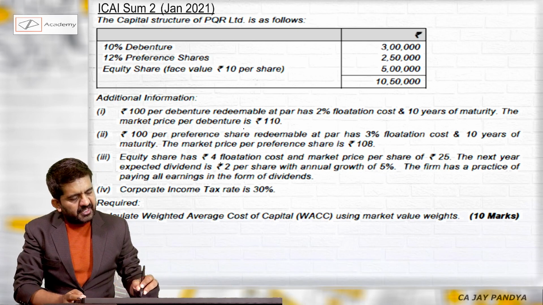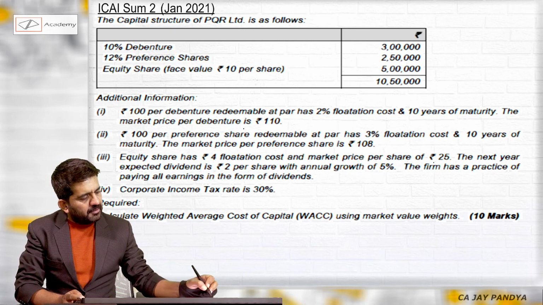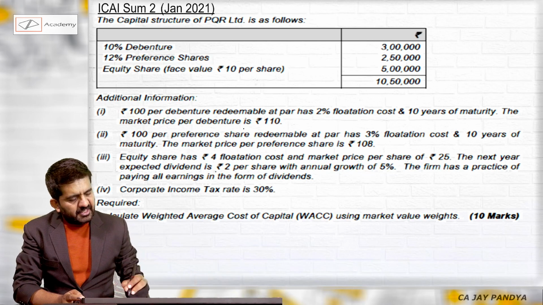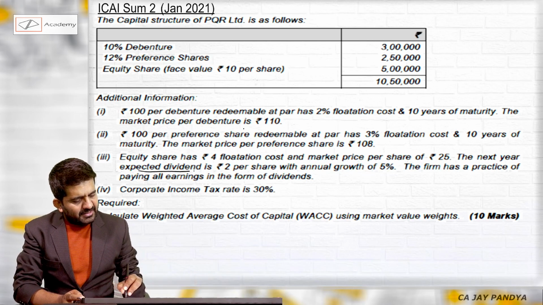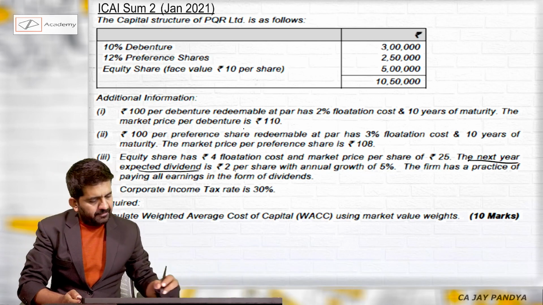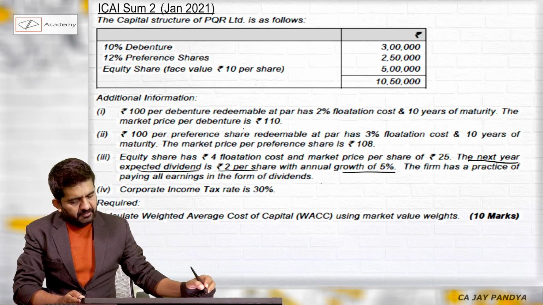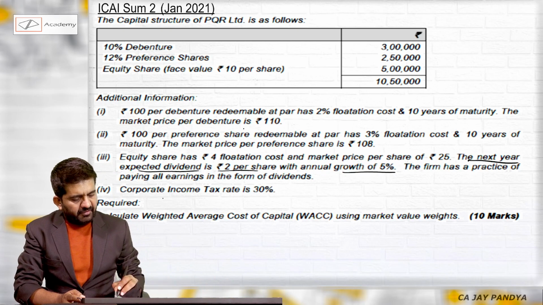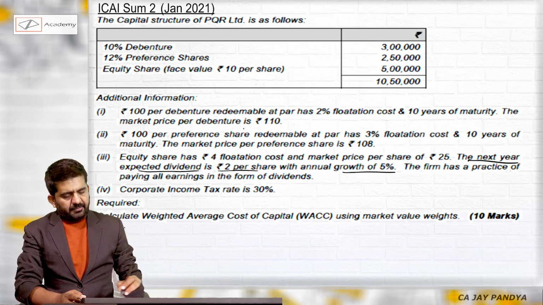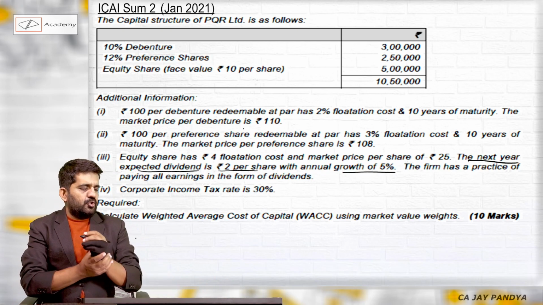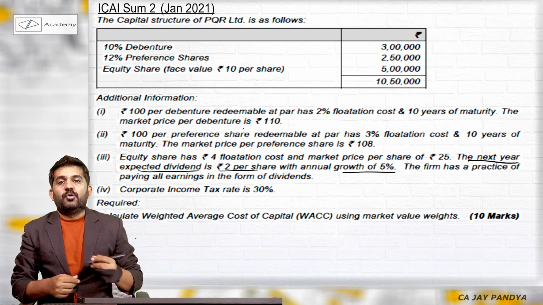The equity share has rupees 4 flotation cost and market price of rupees 25. The next year expected dividend D1 is rupees 2 with a growth rate of 5%. The firm has a practice of paying all the earnings in the form of dividend. Corporate income tax rate is 30%. Required: calculate weighted average cost of capital using market value weights.